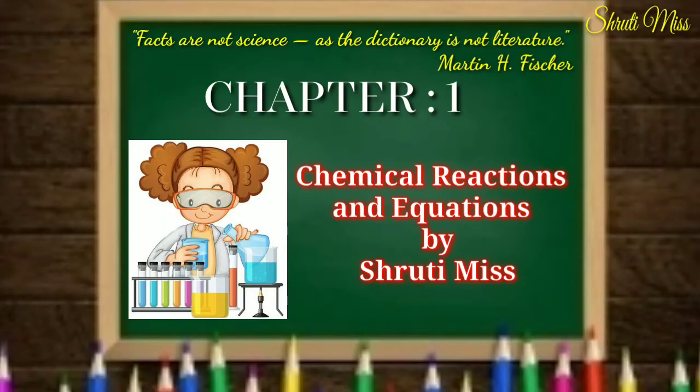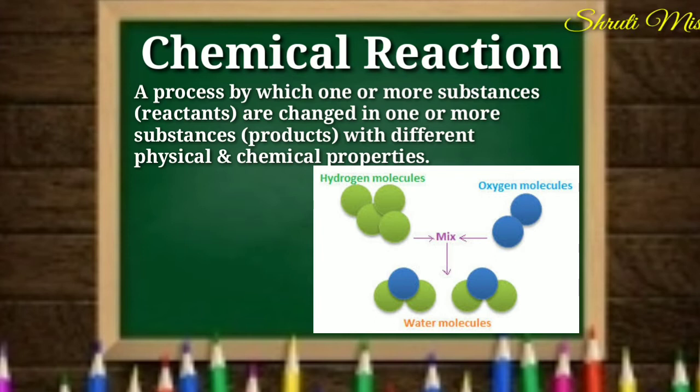Hello students, today we are going to start chapter number 1, chemical reactions and equations. In this chapter, first of all we will cover chemical reaction, a process by which one or more substances known as reactants are changed into one or more substances known as products with different physical and chemical properties. So this type of reaction is known as a chemical reaction.